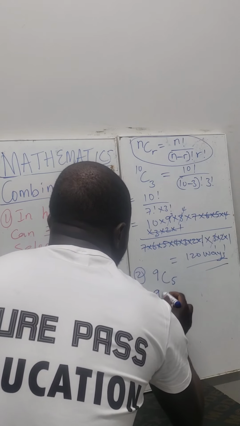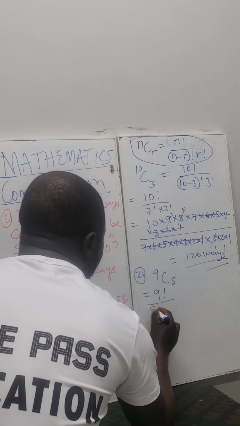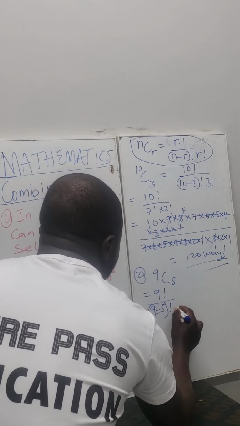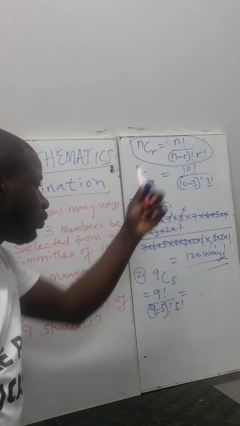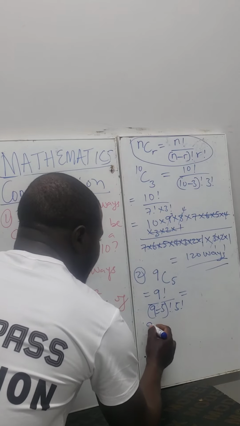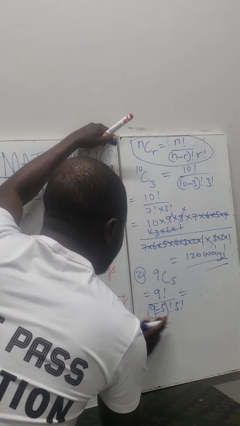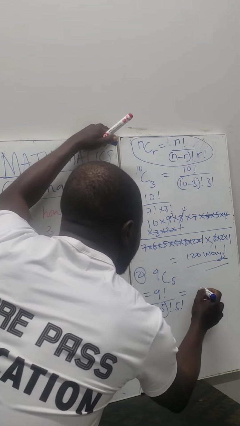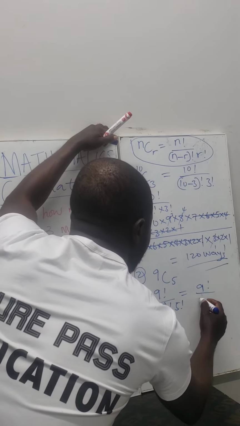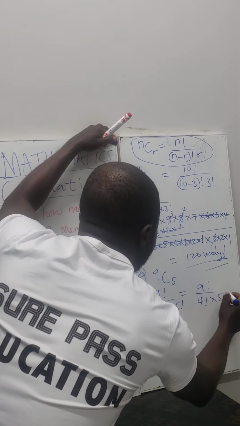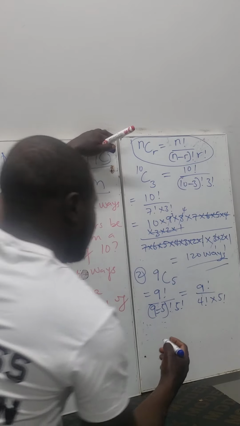That is 9 factorial divided by 9 minus 5 factorial, then 5 factorial. Are you getting it now? So we go in line with our formula. So we have 9 factorial divided by 9 minus 5 factorial, that is 4 factorial, and times 5 factorial. 9 minus 5 gives us 4. Do you understand now? So now let us break them down.